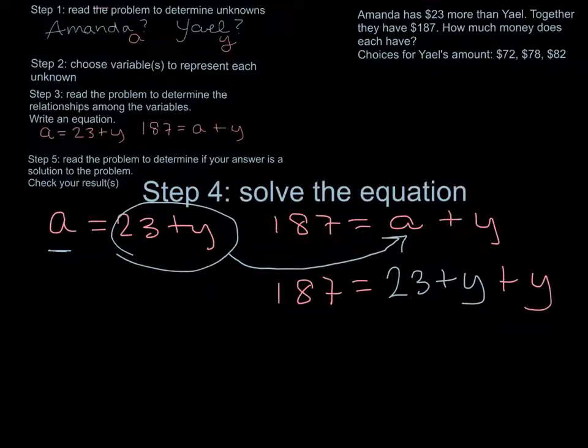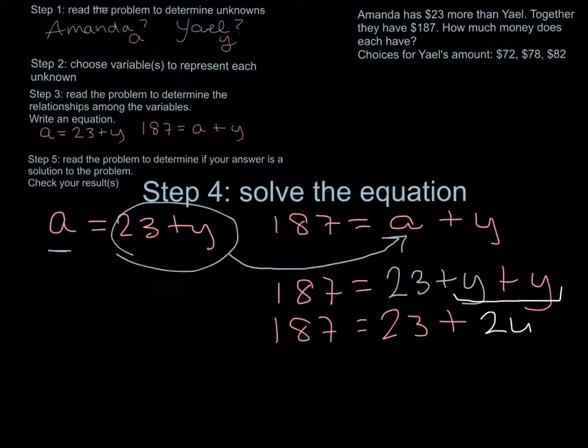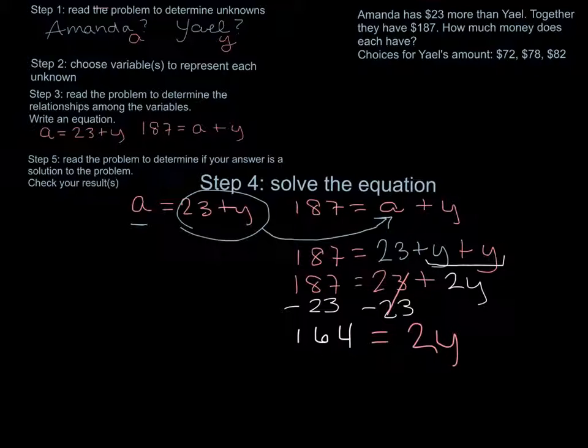Okay, now I can remember how to solve equations. I can combine like terms. These two terms are the same. So when I combine them, I've got 187 equals 23 plus y and y makes 2y. I'm also going to remember that I need to subtract 23 from both sides of the equation in order to get the numbers on one side of the equation and the variables on the other side. So I do the subtraction, I get 164 equals 2y.